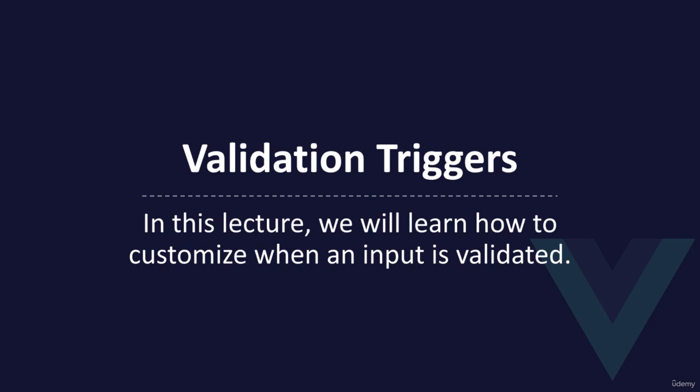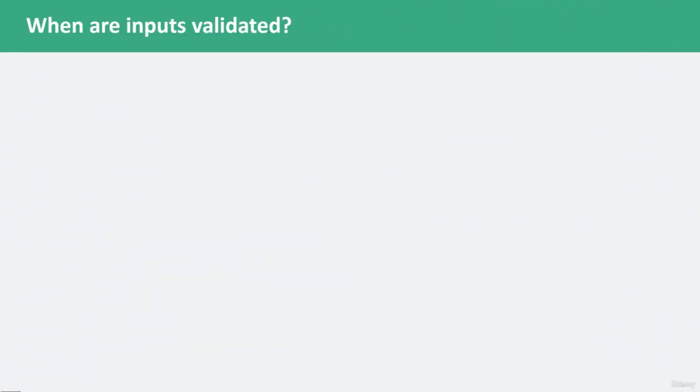In this lecture, we're going to talk about validation triggers. VeeValidate can be configured to validate an input on different events. If we want, we can go with an aggressive validation tactic for validating inputs. First, let's understand the default behavior as to when an input is validated.